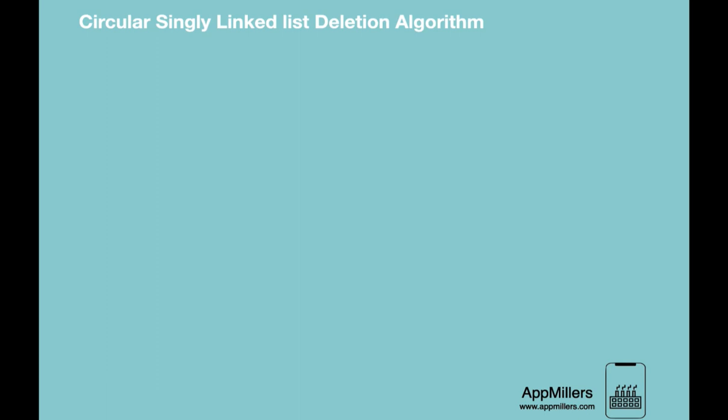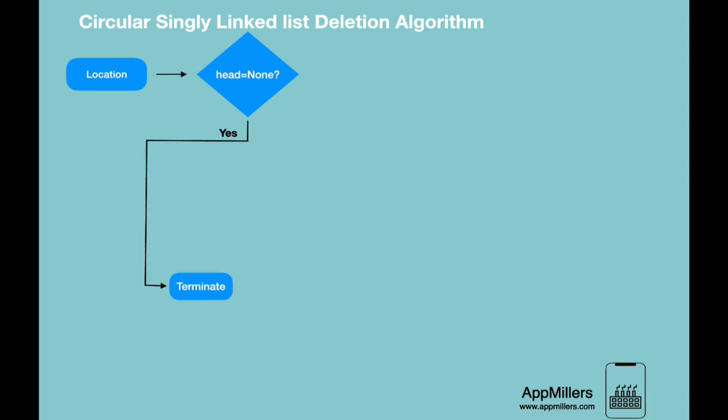Hi there. In this lecture, we will look at the deletion algorithm, in which we are combining all three cases that we discussed in our previous lecture. Our algorithm starts with the parameter of location. Then we are checking the head value. If head equals None, we terminate our algorithm because it means that we don't have any element in our circular single linked list. But if head is not equal to None, it means that we have nodes in our circular single linked list, so we can continue our algorithm.